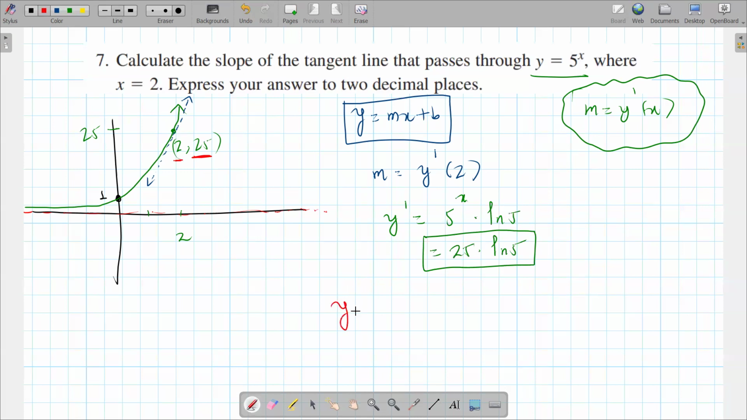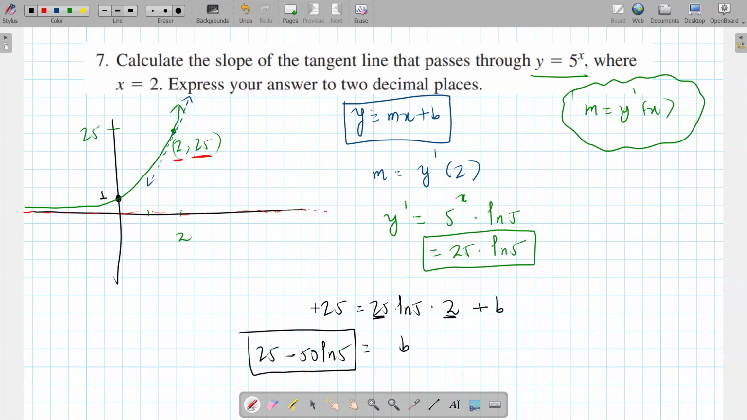So for the final answer, it's going to be y equals, well, let's just replace y, m, and x to find the b value. So y is 25, m is 25 times ln of 5, x is 2, plus b, like that. So b is going to be 25 minus, I guess you can multiply these two, 50 ln 5. So that's the y-intercept. And we have everything.